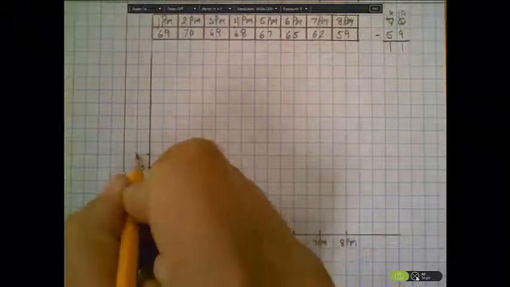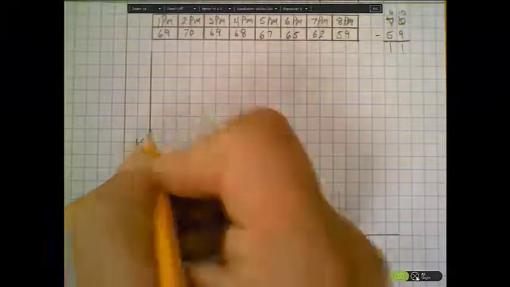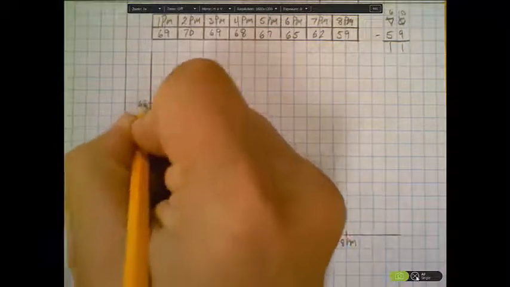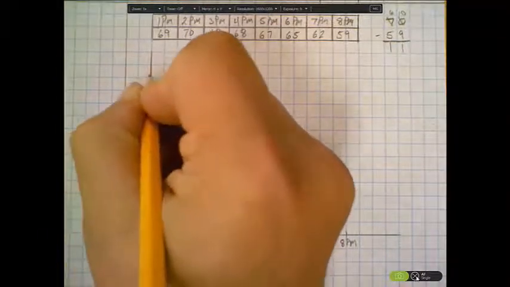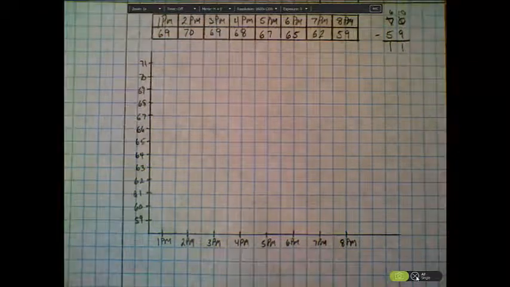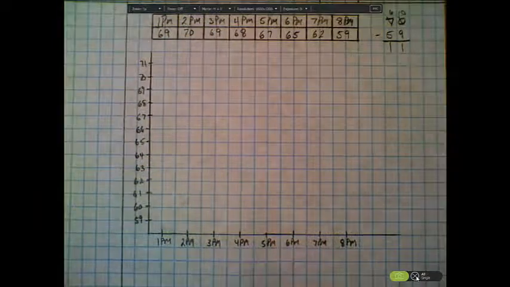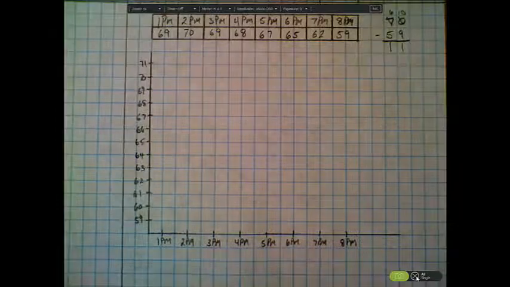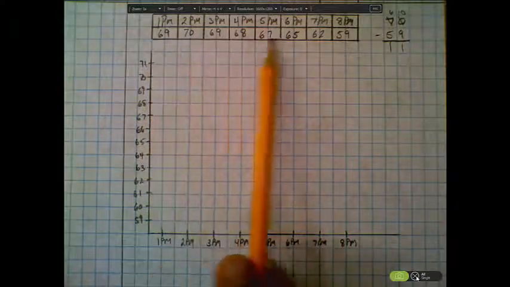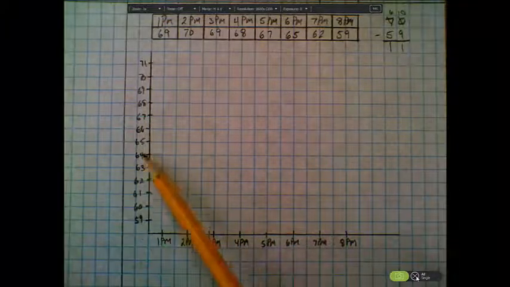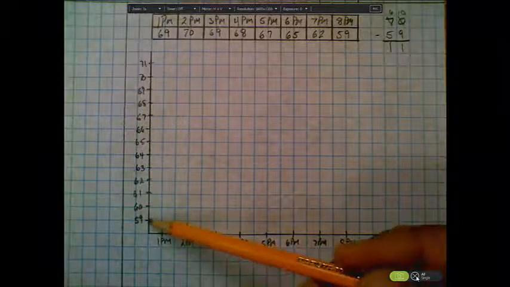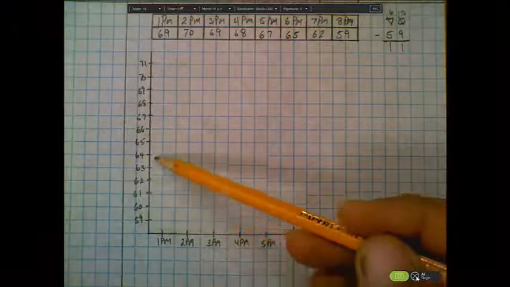63, 64, 65, 66, 67, 68, 69, 70, and I put 71 there even though we don't need it. Alright, so notice that even though we don't have some of those values, like I don't see 64 in here, we're still going to number a row there for 64, and that's part of that rule where we make sure that we have even spacing for our scale.